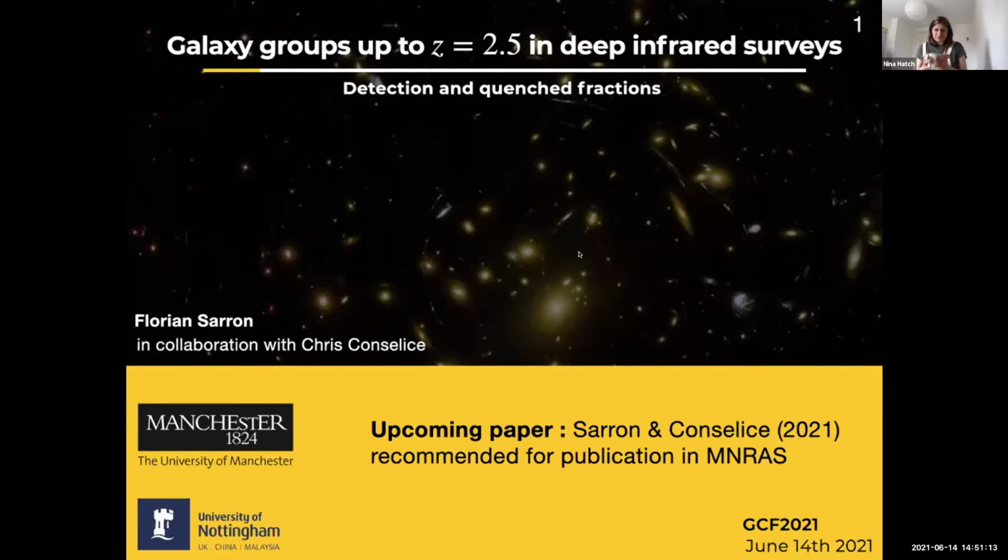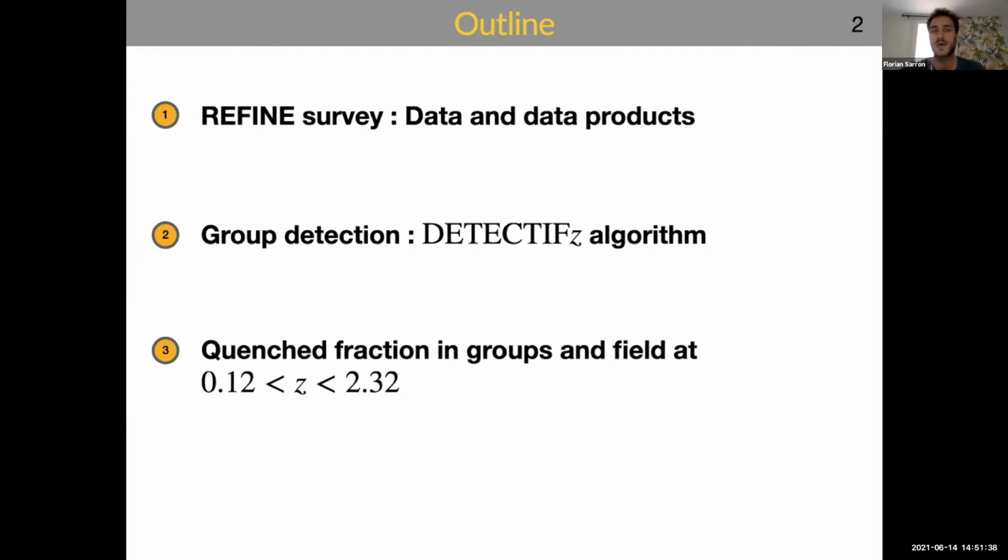I'm going to talk about galaxy groups up to redshift 2.5, so not as far in redshift as the previous talks, using deep infrared surveys, talking about detection and quenched fraction of galaxies. It's work done in collaboration with Sarron Conselice, and you will see the paper on the arXiv in a week or two, so stay tuned. I'm first going to talk about the data we used, then talk about group detection with a new algorithm, DETECTIVZ, and then show some results on the quenched fraction in the groups and in the field using this data.